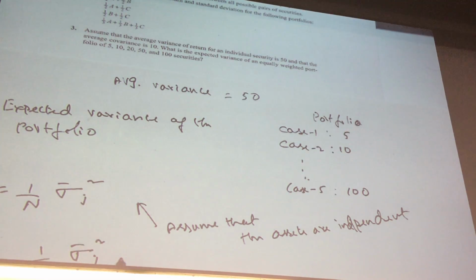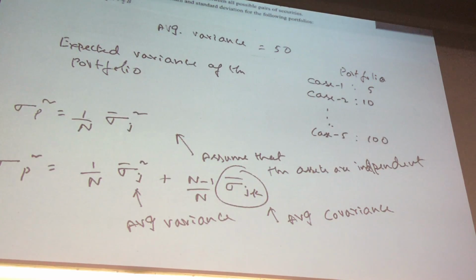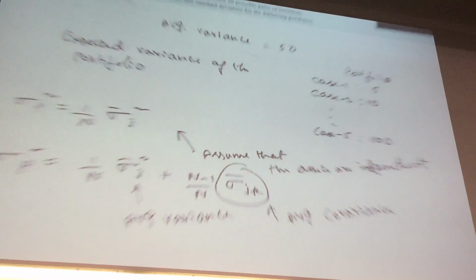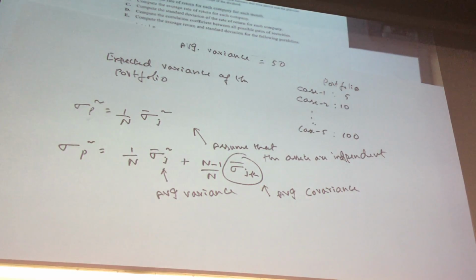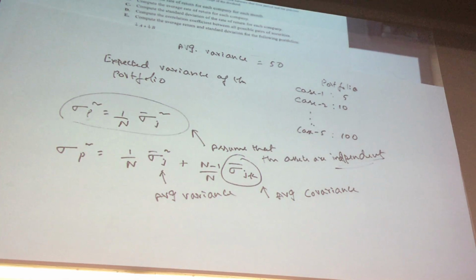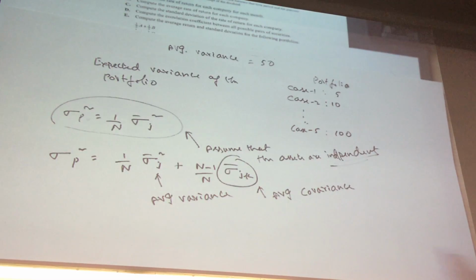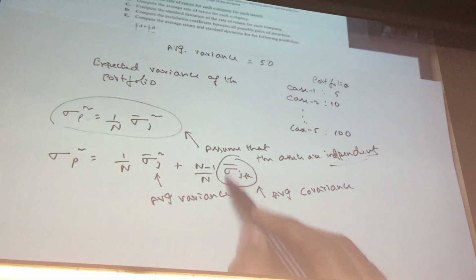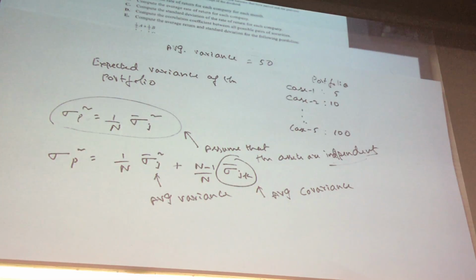This will be there, but in addition to that, you have (n minus 1) upon n sigma bar jk, where this is representing the average covariance and this is the average variance. Okay. So this is the formula when you assume they are independent, but in this case that is not the case. When they depend on each other, this covariance term is not going to be 0. It will be there.